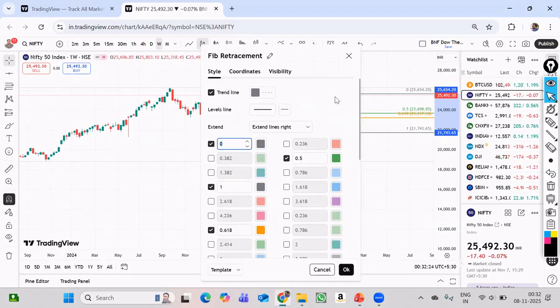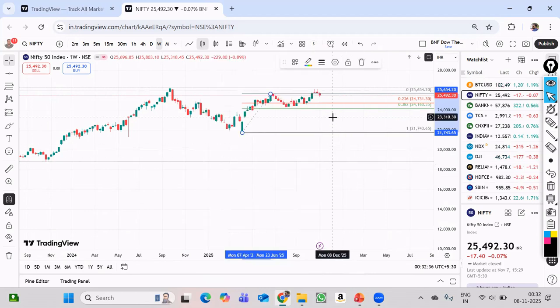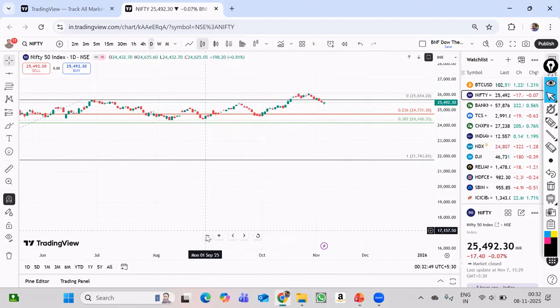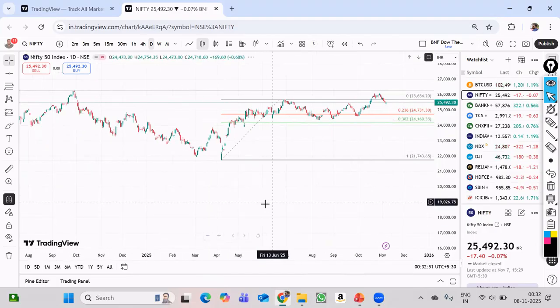And if I have to activate the 0.236 and 0.382, and let's remove 0.5 and 0.6, then you will understand that it did not give that 50 or 60% dip, but it is taking support within this range. So this confirms that the price is undergoing a time correction. If you look at the daily chart, the picture would be more clear.